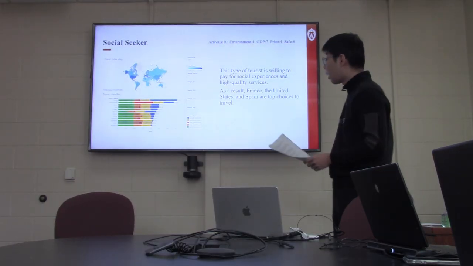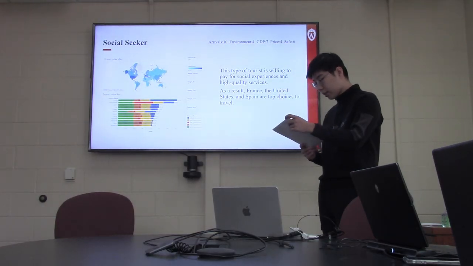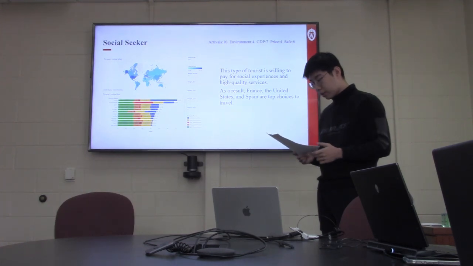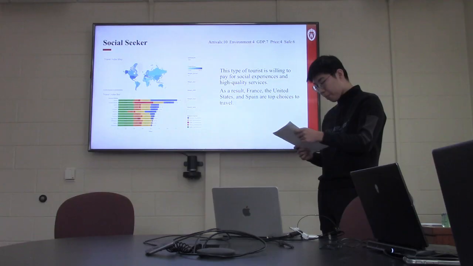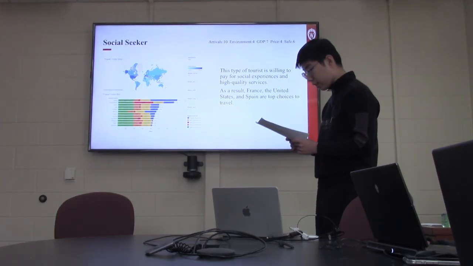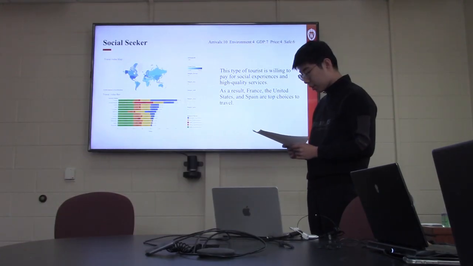Our third profile is the social seeker. This traveler is willing to spend more for rich social experiences and high-quality services. For those social seekers, price was given a very low weight, while tourist arrivals and GDP per capita were given higher weights. With such weights, countries like France, the United States, and Spain emerged as top picks.